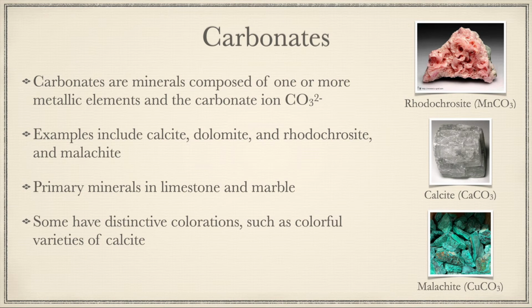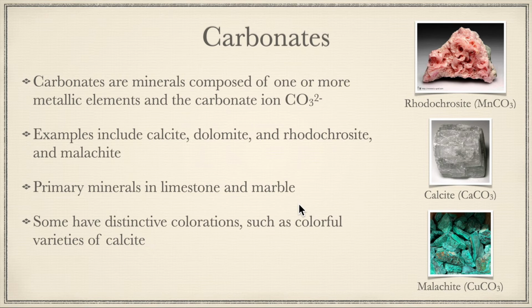Then we have carbonates. So carbonates are minerals composed of one or more metallic elements and the carbonate ion, which is a CO3 2- ion. So we have some examples of calcite, which is calcium carbonate here. We have rhodochrosite, which is up here, which is a manganese carbonate. And then we have malachite, which is a copper(II) carbonate down here.